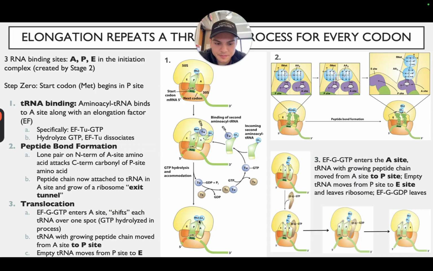And so that's elongation. And then we just repeat this process over and over. Once it's in the E site, this old tRNA that's already used up just dissociates.